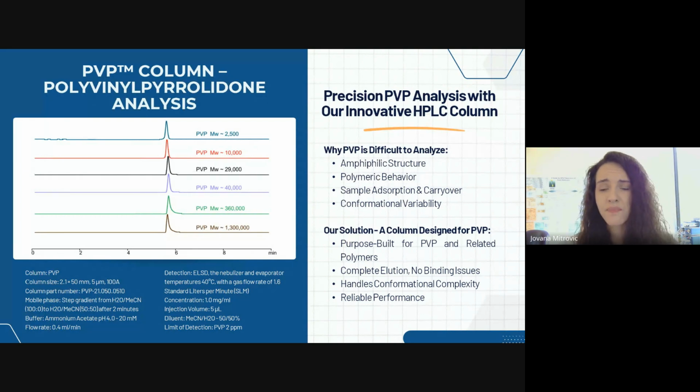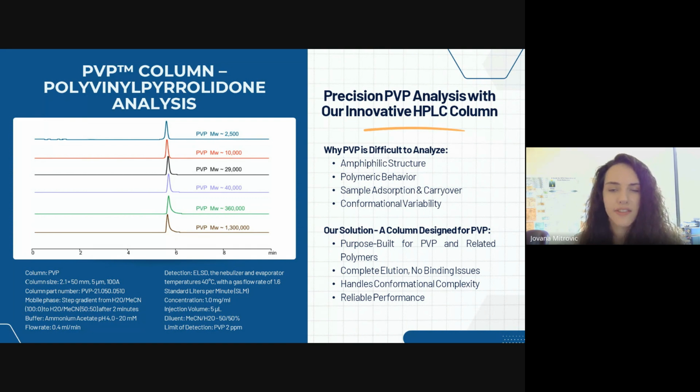To address this, we developed a dedicated PVP column that is specifically optimized for accurate and reproducible analysis of PVP and similar polymers. Our solution handles all the typical challenges. It provides complete elution, with no more binding or ghost peaks. It tolerates the flexibility and variability of the polymer chain. It delivers sharp, clean peaks even at low concentration, using ELSD as the detection.